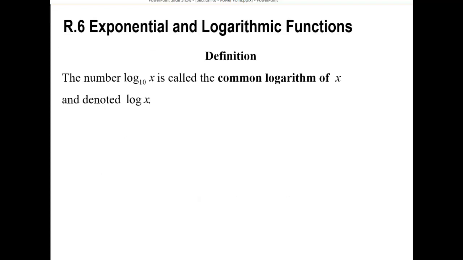All right, when the base is 10, log base 10 of x is what we call the common log of x. A lot of times you will see that written as just log x. So that key on your calculator that says log on it, L-O-G, when you use that button, it's evaluating a logarithm with base 10.